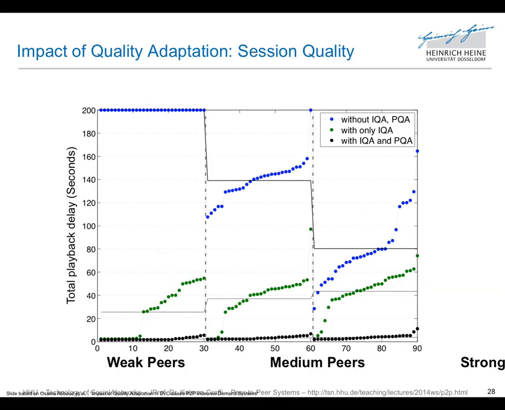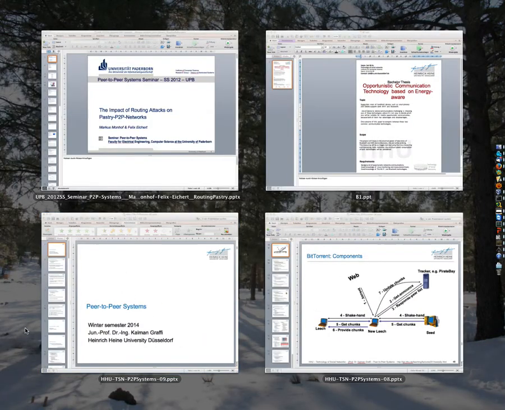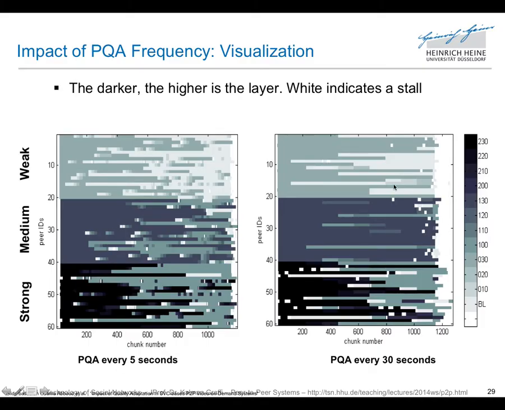I like more to show this one. So here we have the different qualities, different nodes. And it is to be observed how the waiting time is reacting to the different quality nodes. Here we have this progressive quality adaptation, every 5 seconds on the left and every 30 seconds on the right.